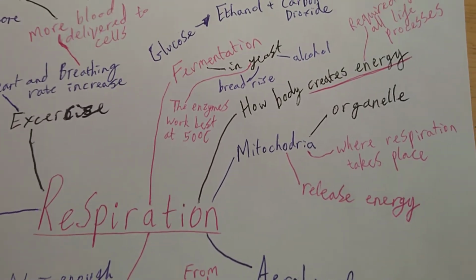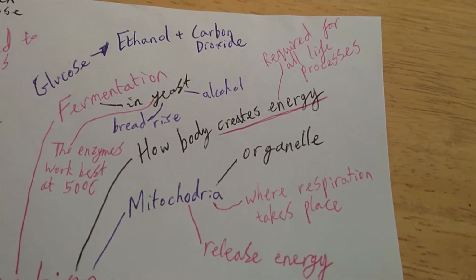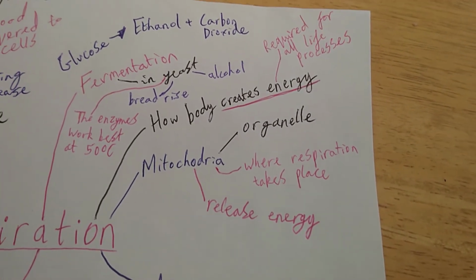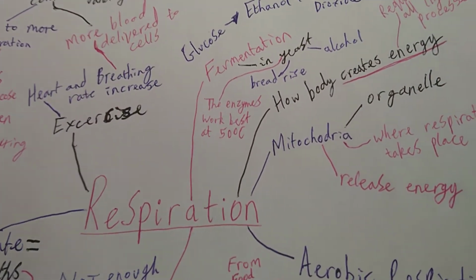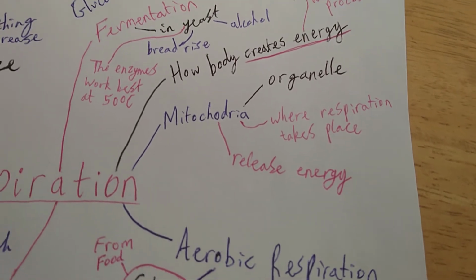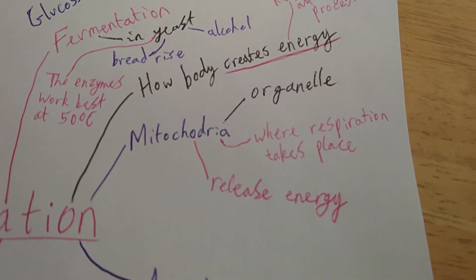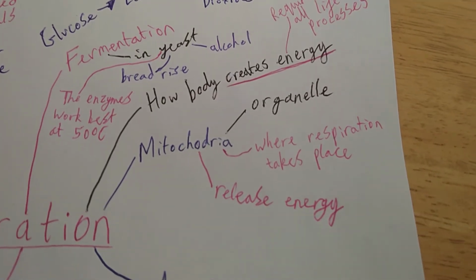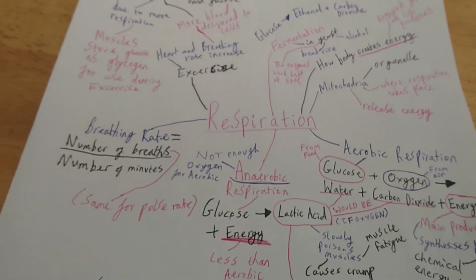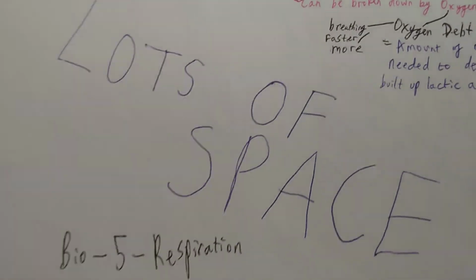Respiration is very important as it is how the body creates energy. Energy is required for all life processes. The mitochondria is where respiration takes place in cells. Mitochondria release energy and are an organelle. So that is respiration.